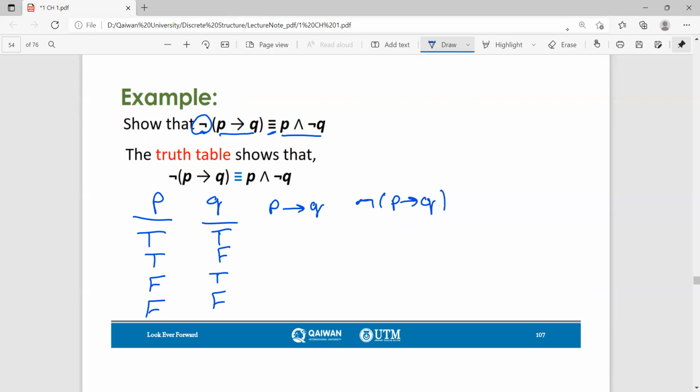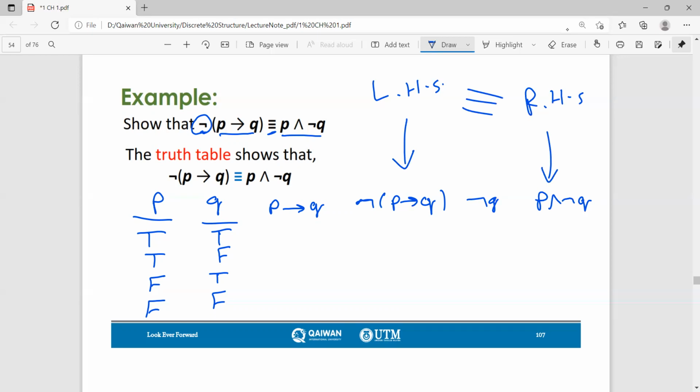It's easier to expand all, and this is for the left hand side. This is the result of the left hand side. And for the right hand side, we must first find negation Q, because here we have no negation Q before. And then P and negation Q. This is the right hand side. These two must be equivalent.